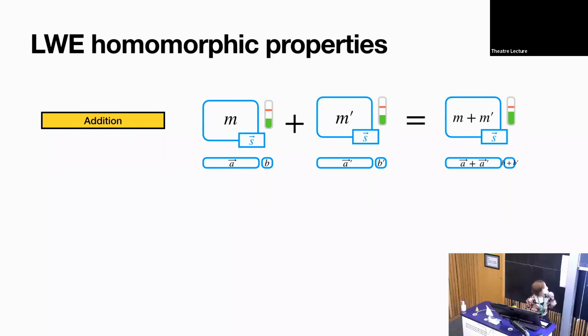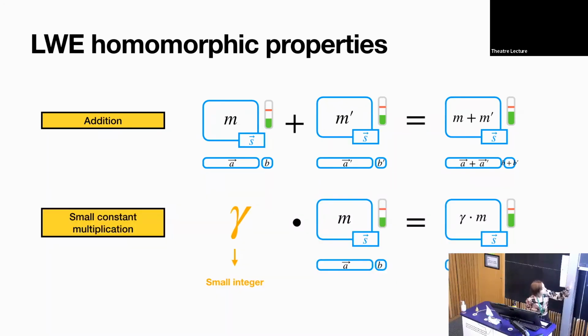By consequence, it is also homomorphic with respect to multiplication by a small constant. You can add a ciphertext to itself many times, and it gives you an encryption of the message times the number of times you add it together. Again, the constant must be small because the size of the constant affects the noise growth. If the constant is larger, the noise grows faster, and you have to be careful. You don't have multiplication of ciphertexts for now, so it's not fully homomorphic, but it will become so at some point.